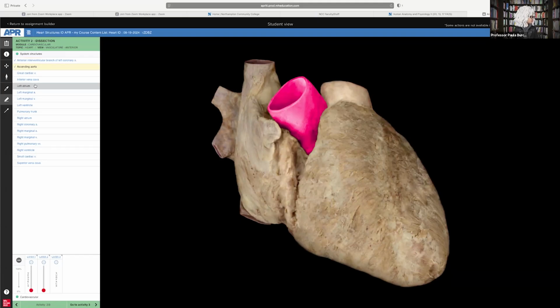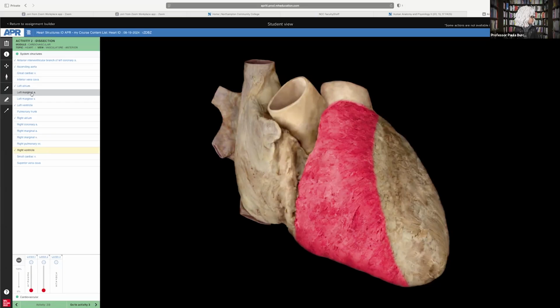Looking externally, let's find the chambers. This is going to be my left atrium. I'm looking at it from an anterior view. When you look at it from the posterior view, you're going to notice it's fairly large. This is my left ventricle. This is my right atrium and my right ventricle. Let's go back to the blood vessels.